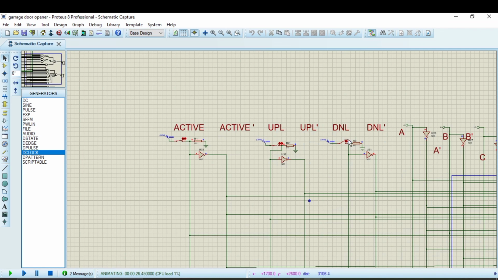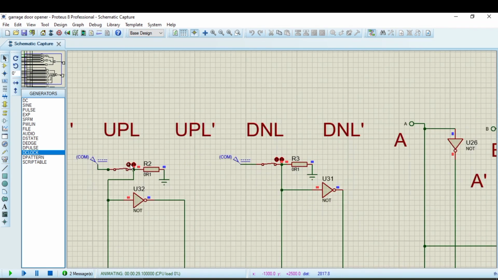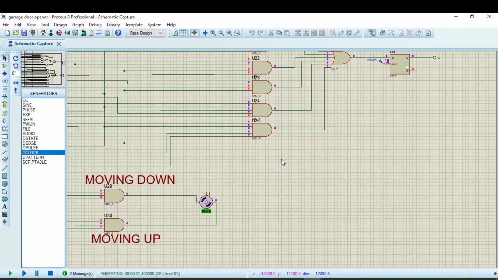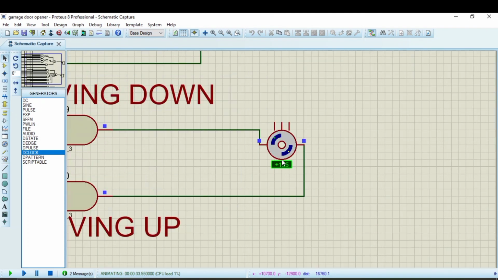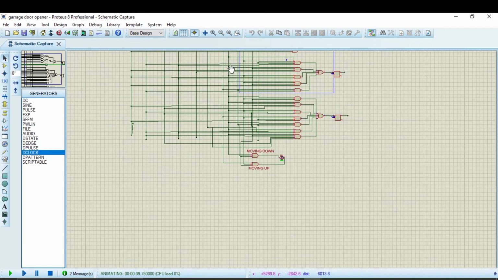When I apply the down limit and open the up limit button, you will see that this motor is again moving downwards, meaning that it is moving the gate downward. After that, when I apply the UPL button, you will see that it is now moving upward. So this is the algorithm that is being used in this sequential circuit.